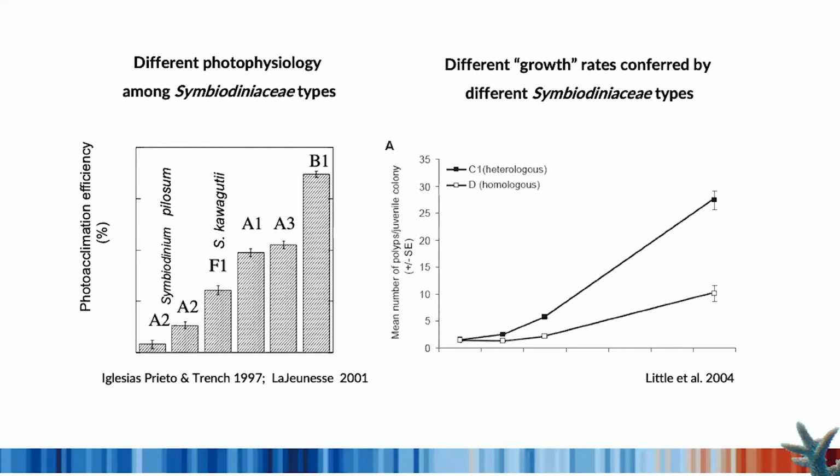This is just showing the highly different photophysiologies between different symbionts. This was some of my advisor's work, Bob Trench. And then this one is cool because people were starting to look at, okay, well, what are the potential trade-offs of hosting a thermally tolerant symbiont? Now, this is D from the Pacific versus C. And what Little et al. found was that having the thermally tolerant symbiont seemed to decrease growth rates, although these growth rates were taken by imagery, so it was just tissue and not actually calcification.